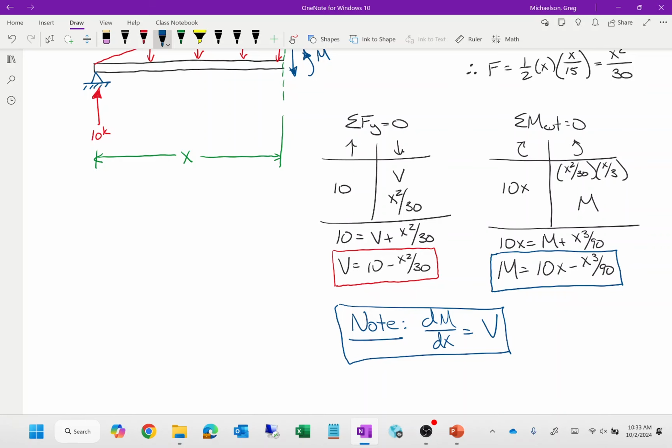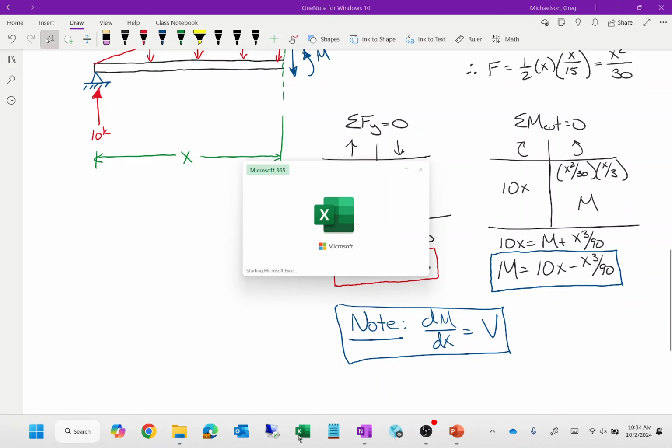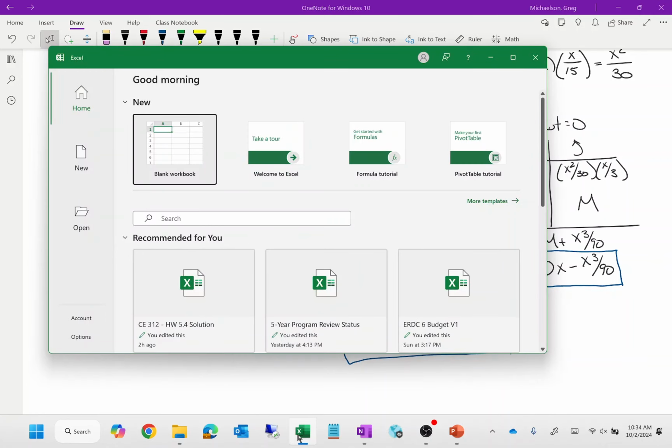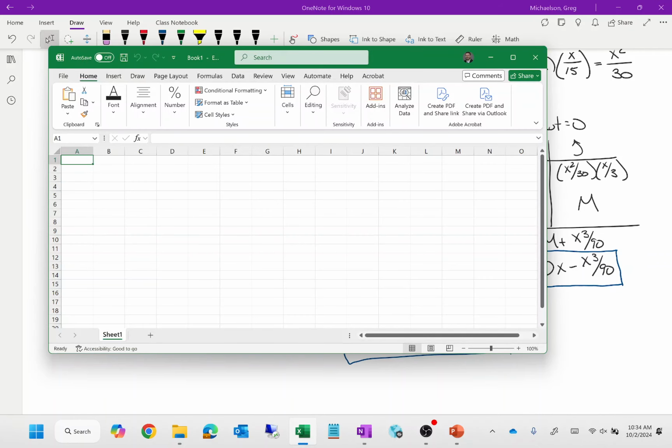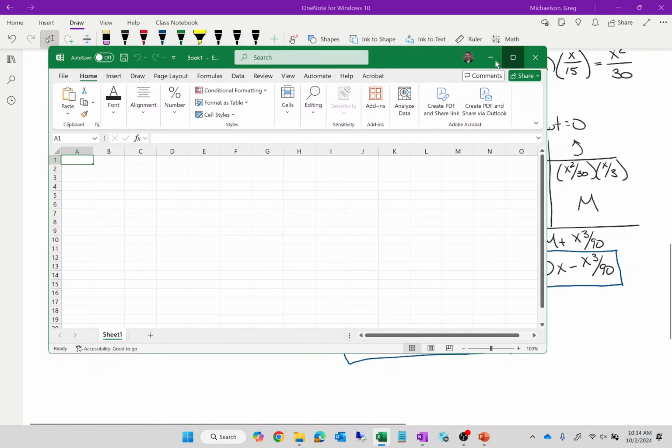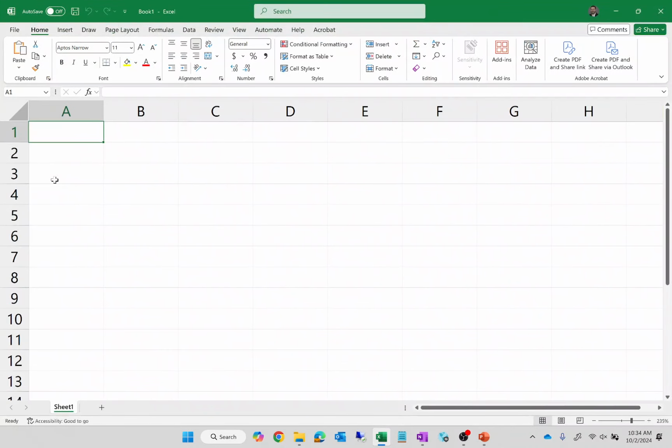So what do I do with these equations? What do I do with them? I do what any engineer would do. I break out the wonderful world of Excel. Okay. All right. Let's look at some Excel. So what I'm going to do is set up 3 columns. I'm going to set an X column up.